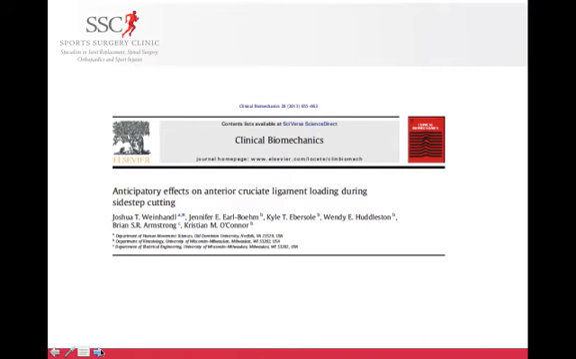Moving on to another paper here, in Clinical Biomechanics, talks about the anticipatory effects of anterior cruciate ligament loading during sidestep cutting. We know what the sidestep is. It's actually very difficult to recreate, but we know it puts the knee into valgus and extension, making the hamstring load maximal along with the ACL. It's difficult to reproduce in the lab, though, and these researchers gave us some great clues.